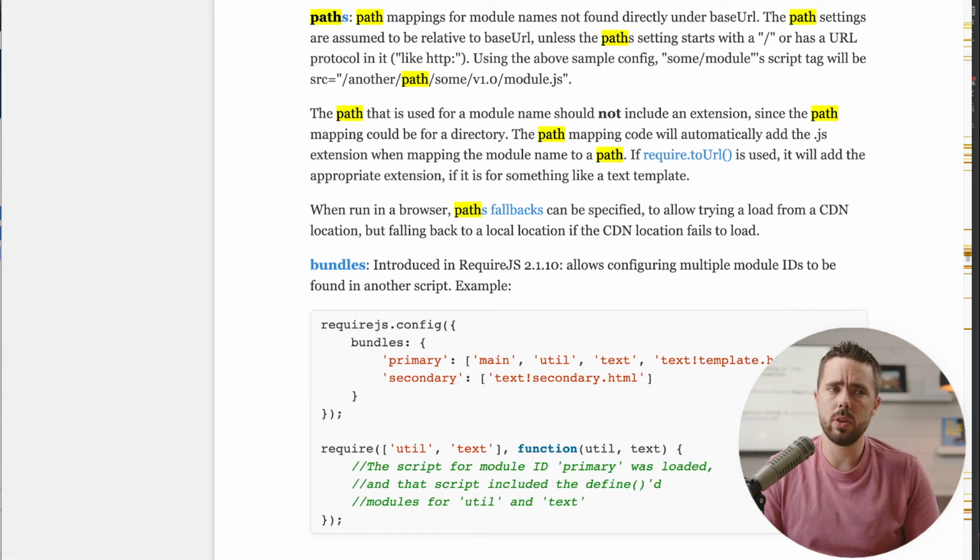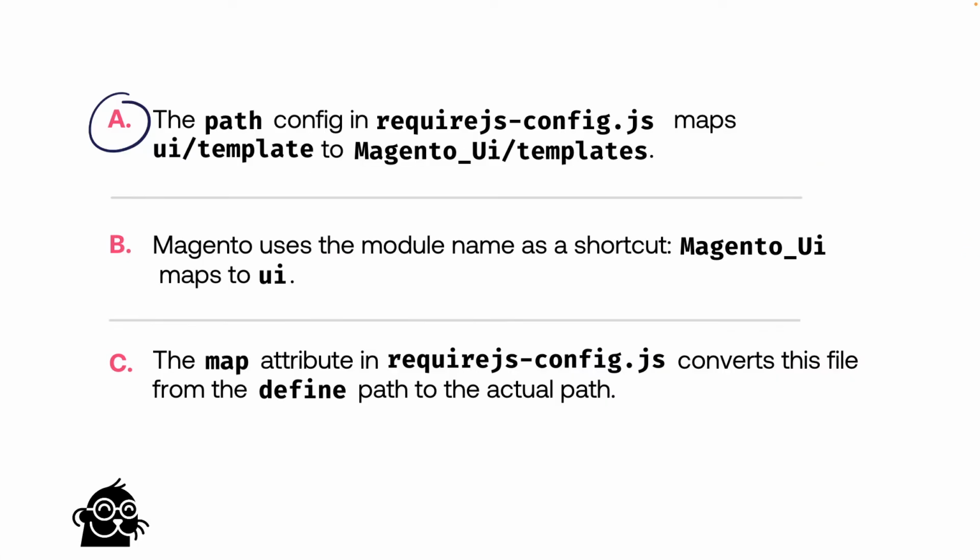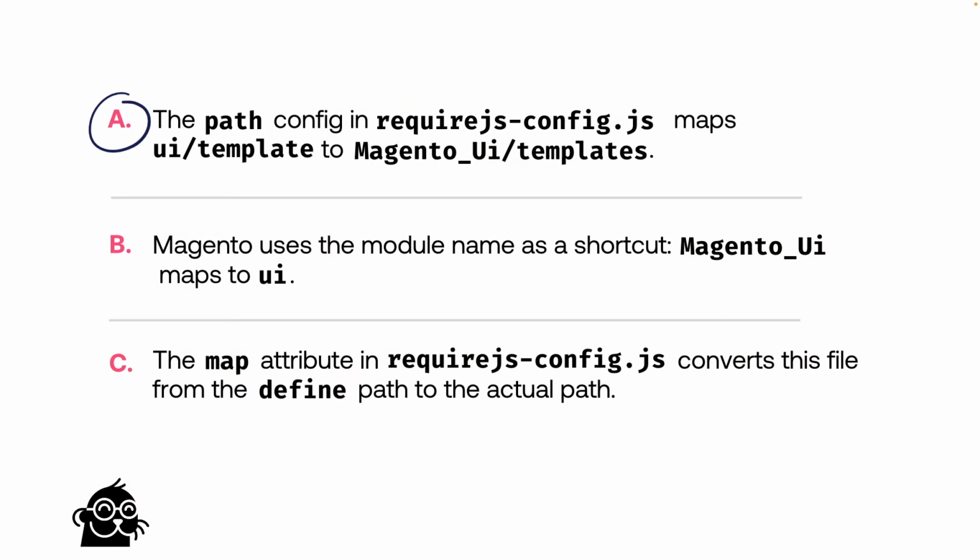Now, we do have a couple of other options, and I'm going to just show you right now that A is this option. I only have 3 options. Like, how many choices can I have? It's kind of hard. Like, you can only mix it up so much. And in fact, I kind of wondered if there's a bit of a pattern that's developed. Anyways, B, Magento uses the module name as a shortcut. Magento UI maps to UI. Now, there's just nothing in that system that does that.